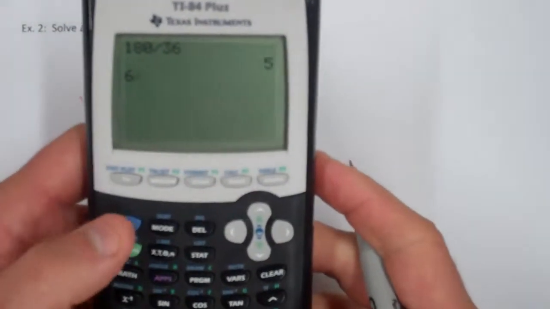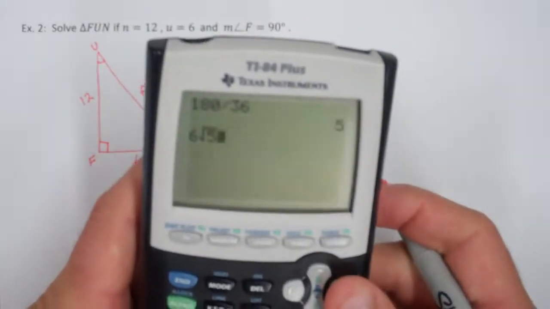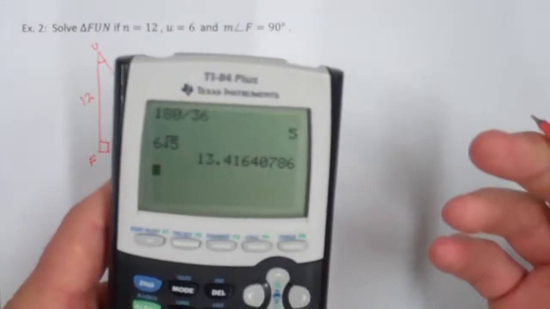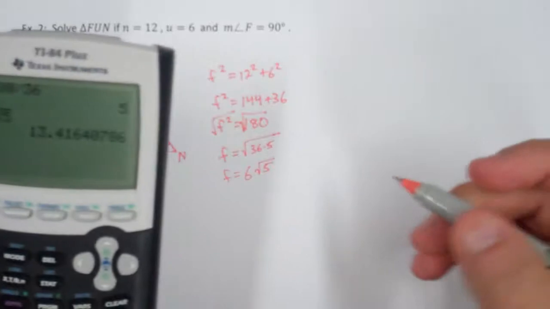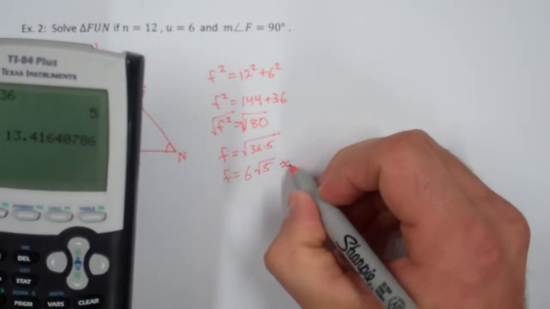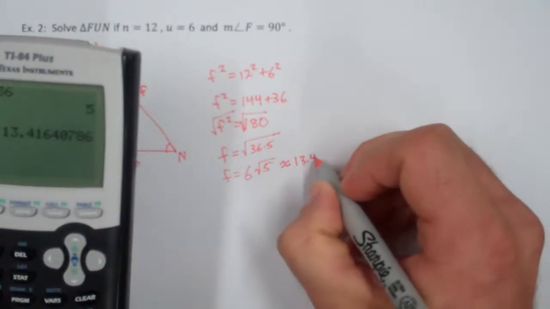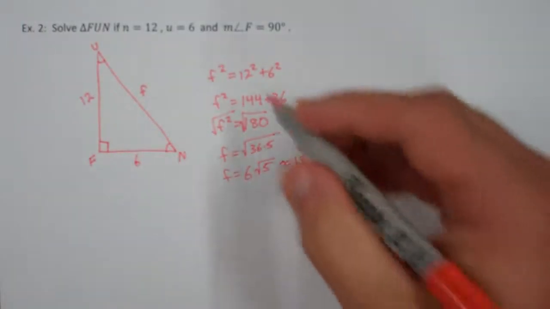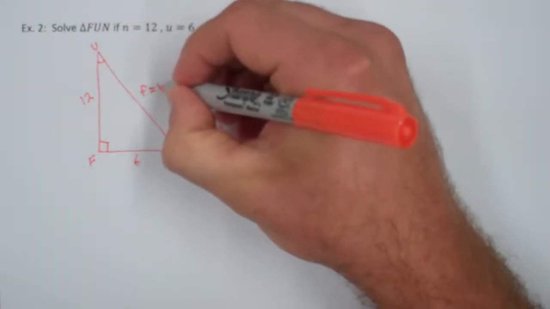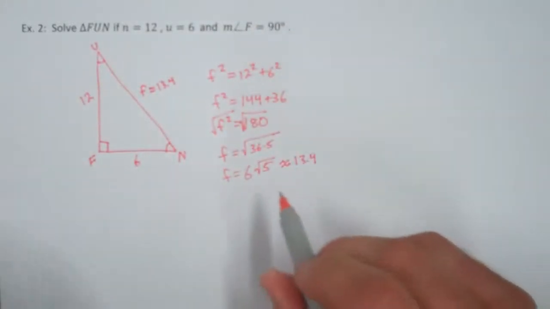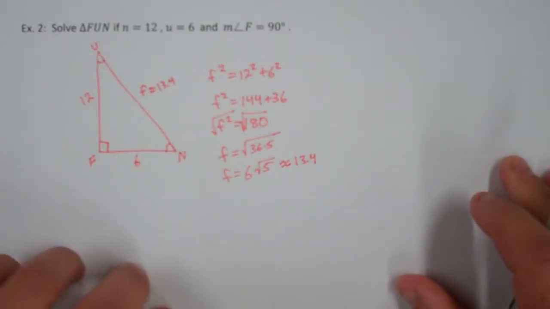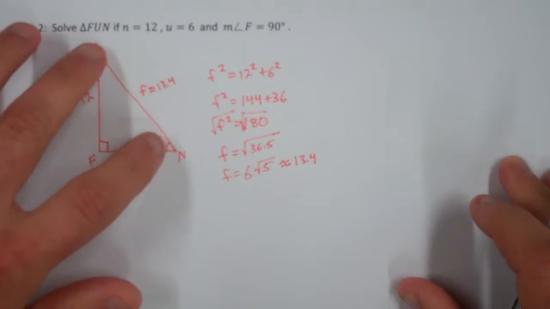If you were providing an approximate answer, then you could just type this in here and hit enter. So if we needed to round to the nearest tenth, you could do that. So we could also say that this is approximately 13.4. Wonderful, so we found that. So we've got F here being about 13.4. Kind of cool to be able to find the exact one as well. And now we need to figure out a couple of these angles right here.